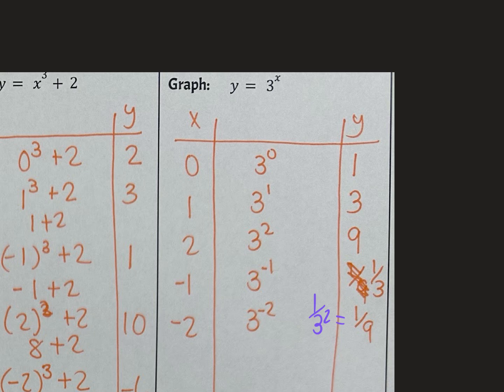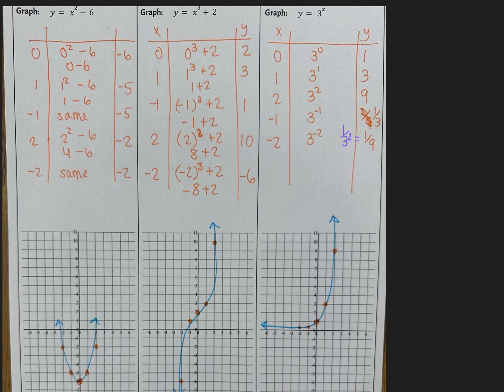All right, let's look at the pictures, the dots. I have a dot at 0, 1. That's this dot here. I have a dot at 1, 3. I have a dot at 2, 9. Then this is where it's going to flatten out. Don't worry about how close you are to a 1/3 and a 1/9. Just know that it's going to go flat, and we need our arrows.